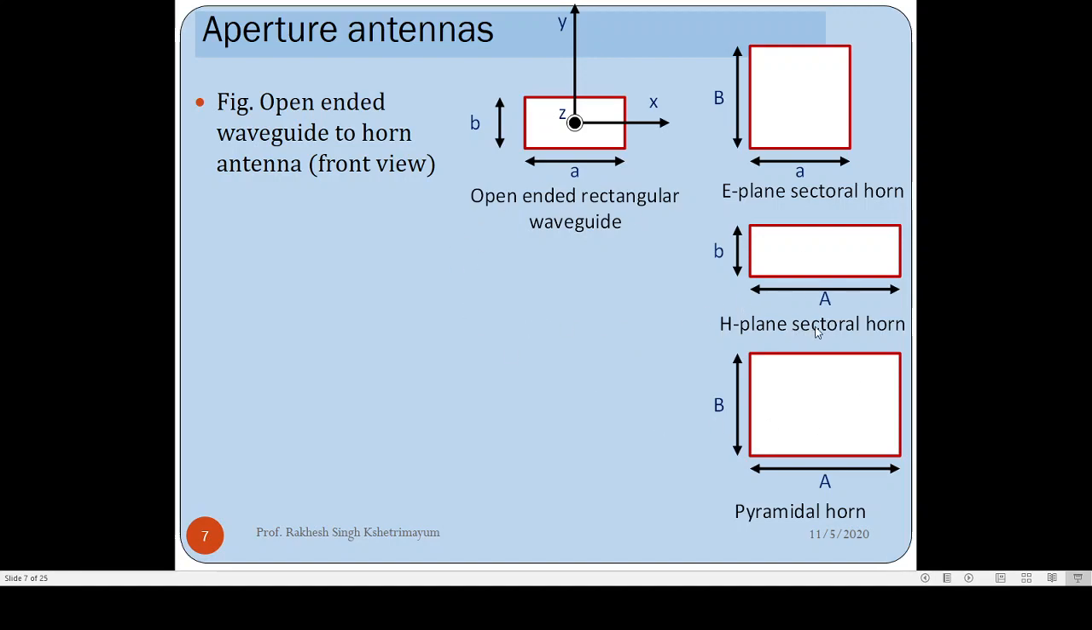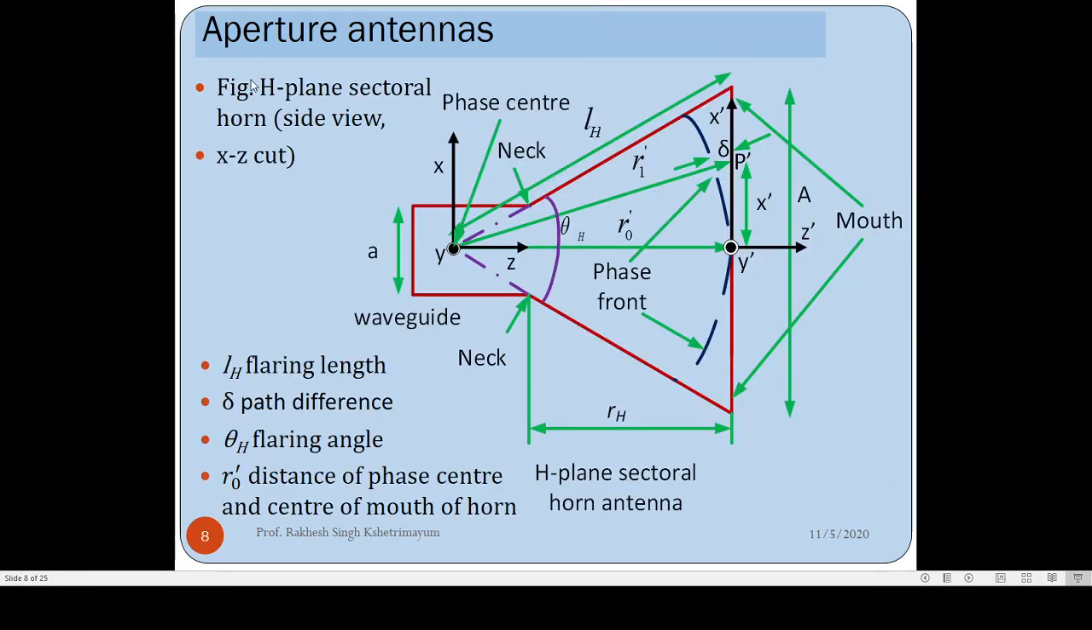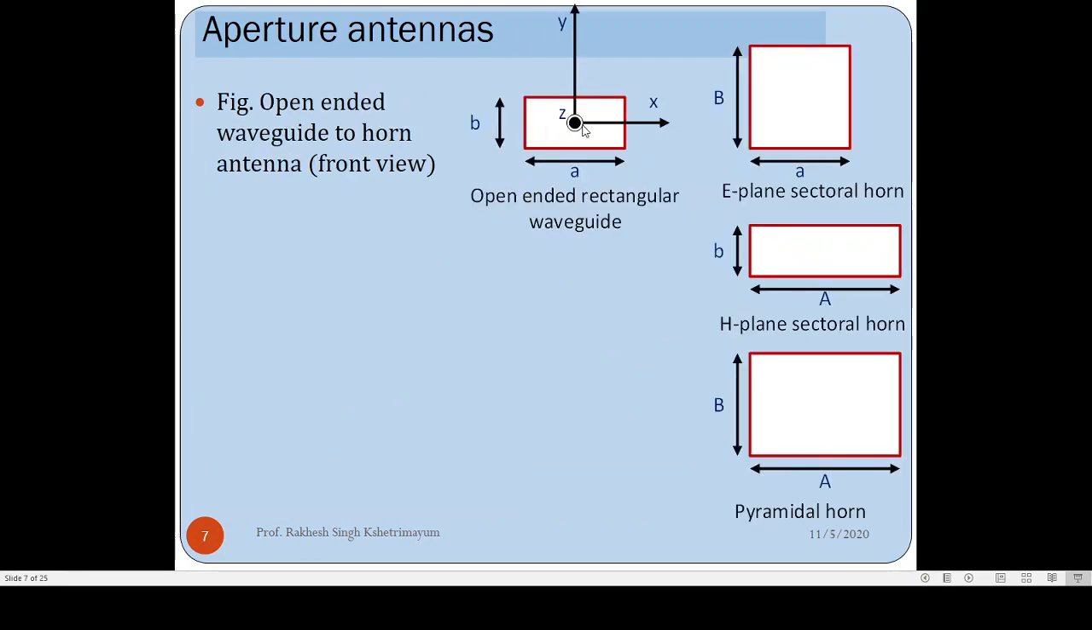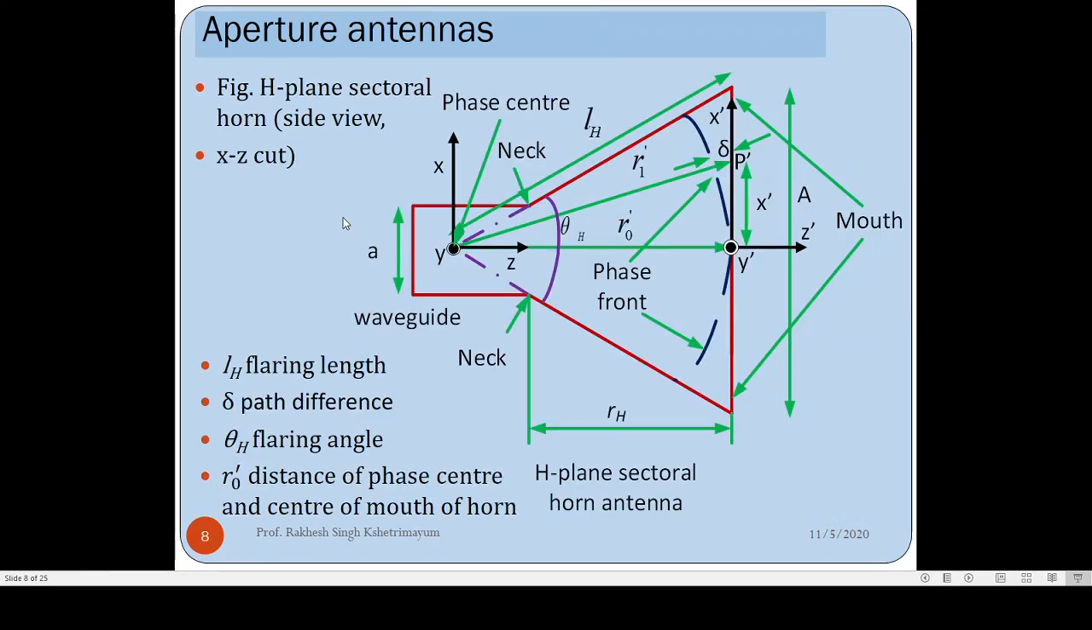Let us first consider the E-plane sectoral horn. So this is the E-plane sectoral horn, side view, exit cut. Now this diagram is the diagram for the E-plane sectoral horn antenna. We are actually feeding the E-plane sectoral horn using a waveguide. This portion is the waveguide portion, and this portion is the sectoral horn antenna portion.